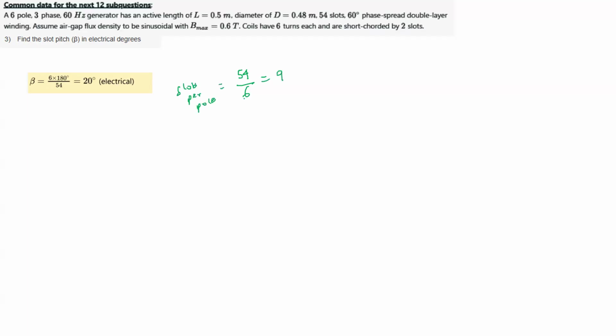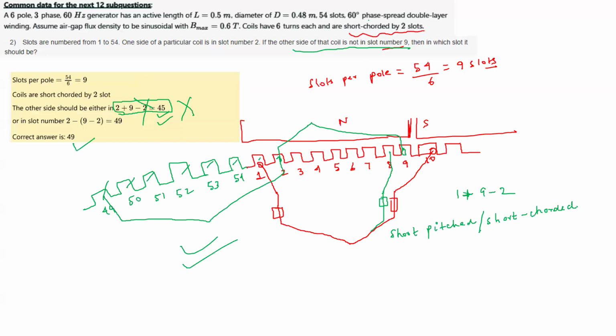Slots per pole is 9. Now, under normal conditions, if it was not short chorded, you would think that okay, but it is short chorded. How are you saying that the whole 180 degrees is under the 9? It should be under the 7. But you try to understand, we generally define pole pitch as per the pole. We did not define it as per where we are placing the coil.